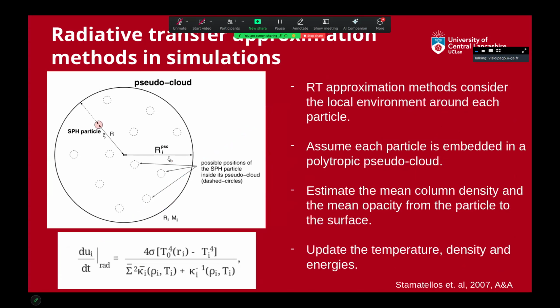I'll give a very brief overview of how this works in simulations. Basically, the rough idea is that for each SPH particle, we assume that particle is embedded in a pseudocloud, or essentially a parcel of gas. And for each of these parcels of gas, we estimate a weighted mean column density and weighted mean opacity from a particle to the surface of our parcel of gas. From that, we can determine a new rate of heating and cooling. And from that, we can then update the temperature, density, and energies of our particles in our simulations.